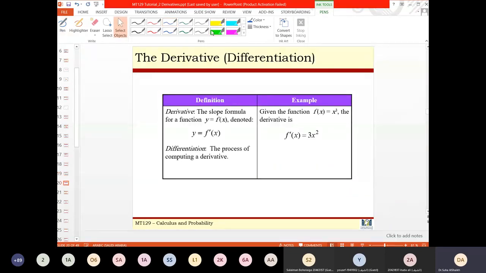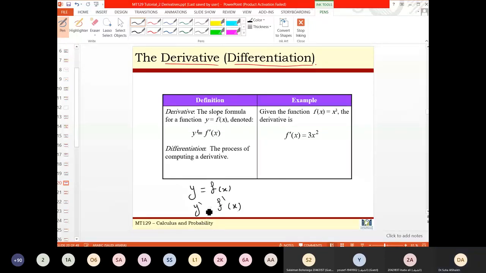Now we are going to talk about a derivative اللي هي الاشتقاق، اللي هي differentiation. Derivative, differentiation mean the same thing اللي هي الاشتقاق. So the derivative is defined to be the slope formula for the function y equal to f of x, and this is how we write it. There is a mistake here. المفروض إن هنا y dash, by the way. If you have y equal to f of x, the derivative of this one is y dash equal to f dash of x اللي هي المشتقة.